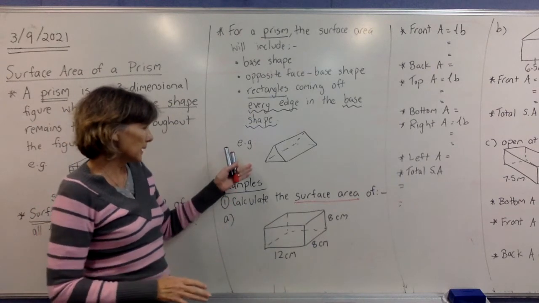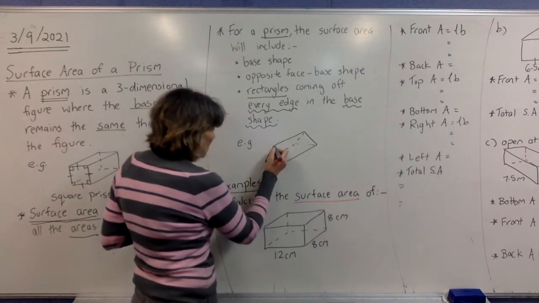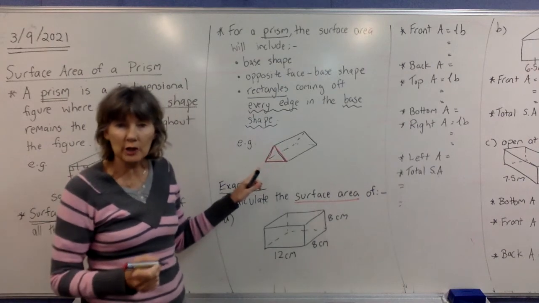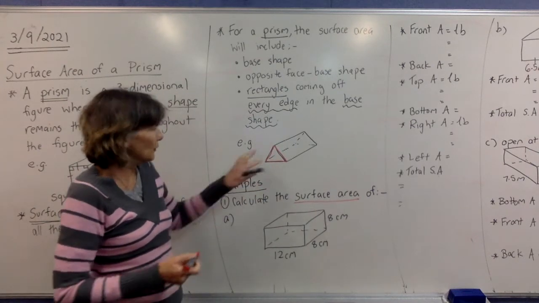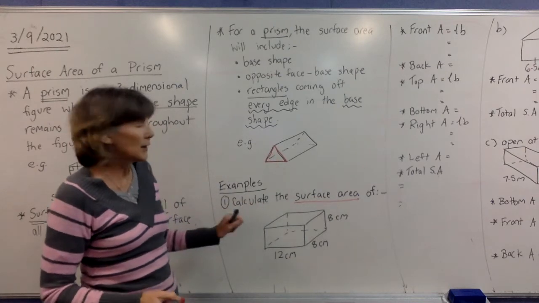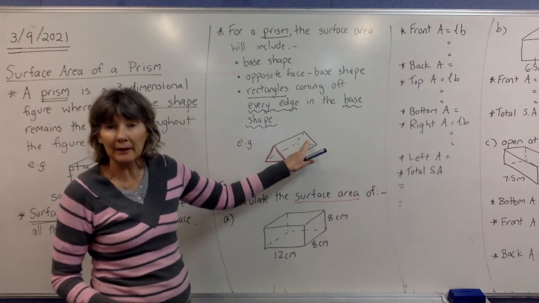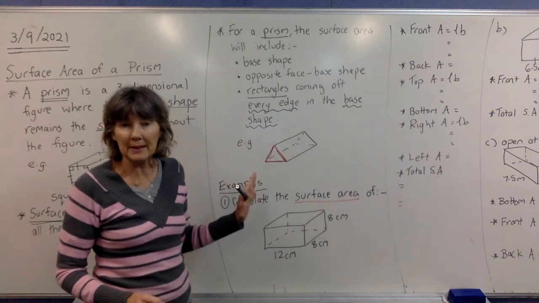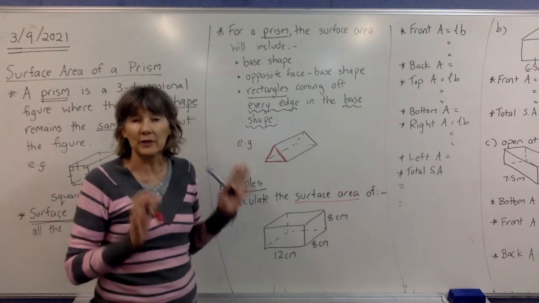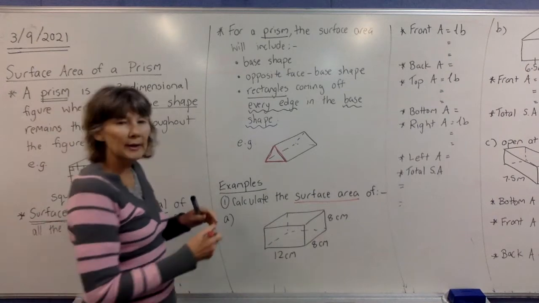I'll show you what I mean with this triangular prism here. If you just get your red pen and go over that triangle at the front, that's my base shape. So you'll have to find the area of that face, that surface. Then you'll find the area of its opposite face, which is the triangle at the back. Now because it's a prism, they're going to be exactly the same. So you do the working for the front, but the back will have the same answer. Then after you've done that, you have rectangles.